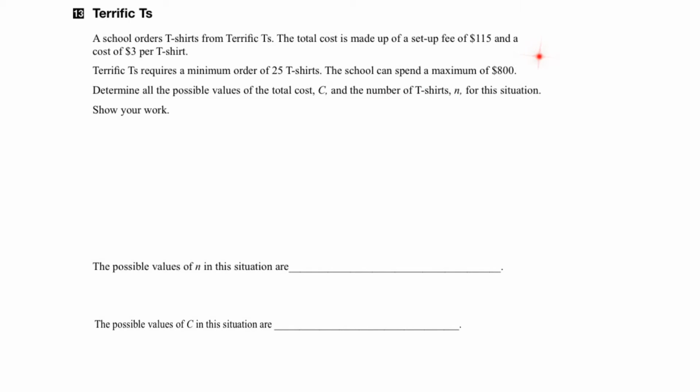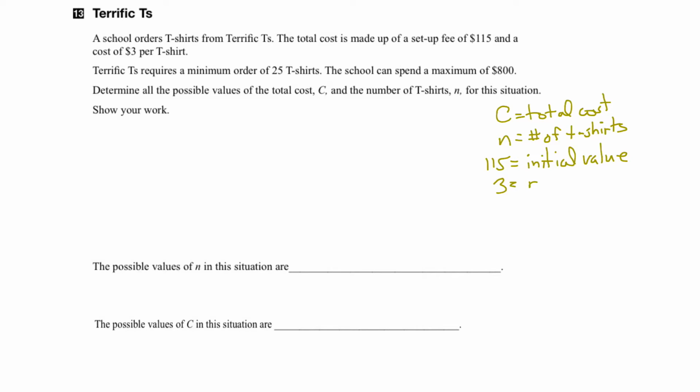Well, let's see what we can pull out of the information given here. For example, we know that C is equal to the total cost, and we know that N is equal to the number of t-shirts. We're also told that the setup fee is $115, so that represents the initial value. So $115 is equal to our initial value. And the $3 per t-shirt, the giveaway here is the term per, means that $3 is our rate.